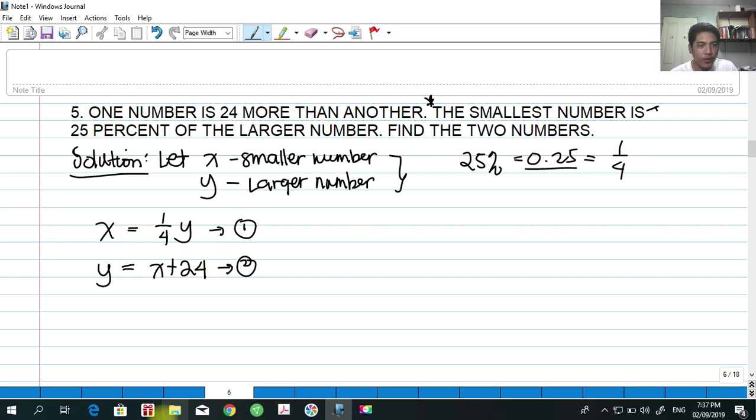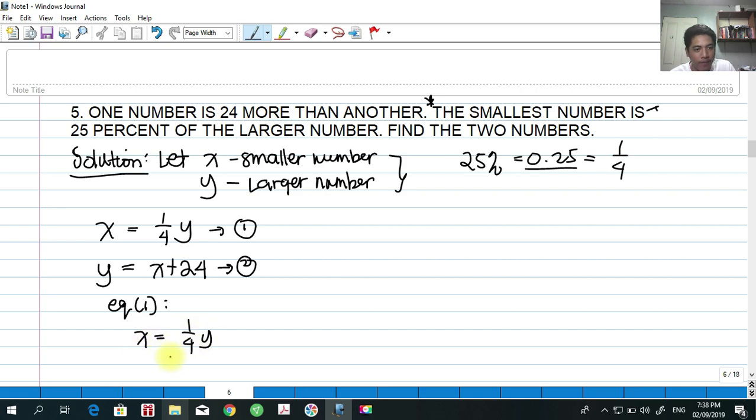So as you can see here, we have two variables. And of course, if we have two variables, we need to have two equations in order for us to solve these two variables, because that is what the problem is actually asking. Find the two numbers. So we can actually substitute or express equation 1, let's say, we need to cross multiply this.